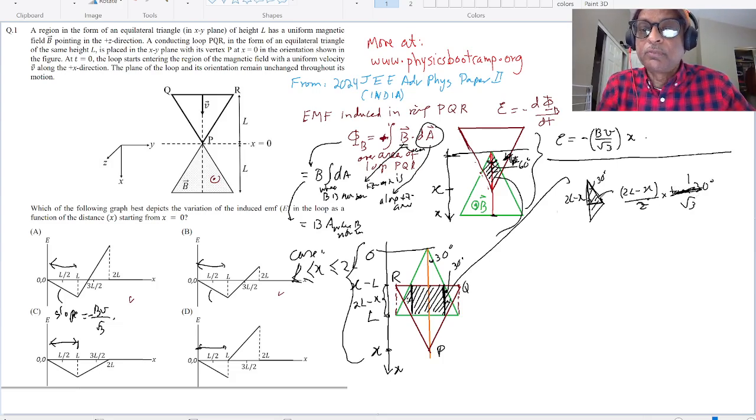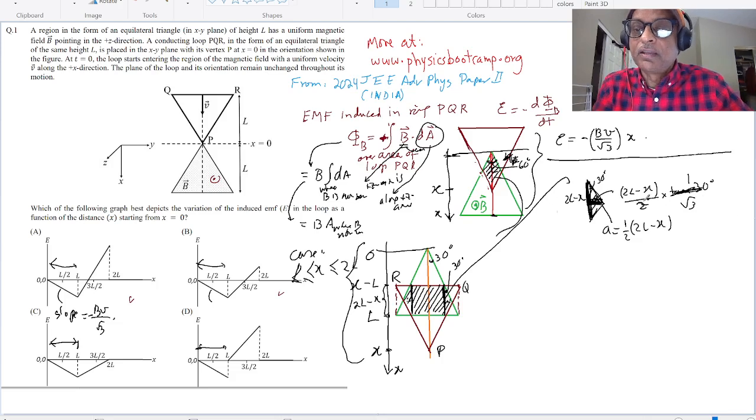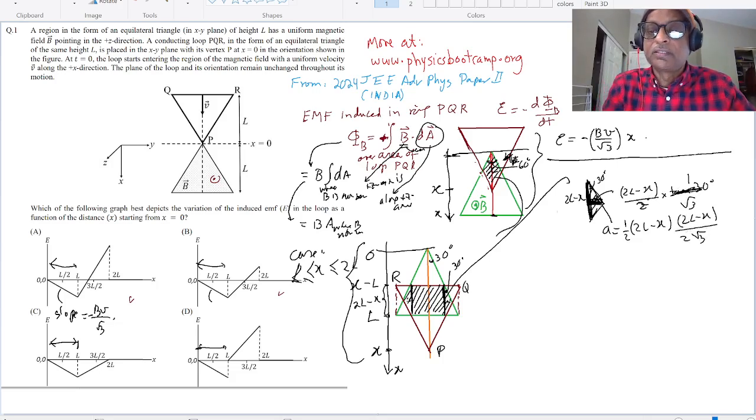So the area of all of that will be half times this base times this height, 2L minus x, and the height is this stuff, 2L minus x over 2 square root of 3. So that's the area of one of them. And then we have another triangle.